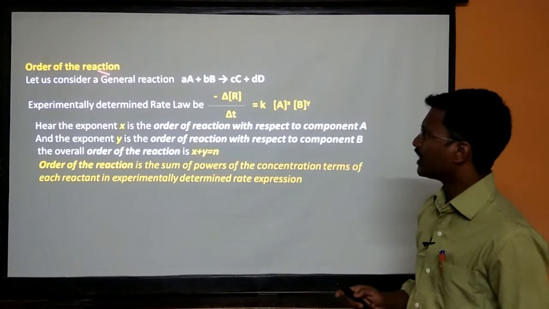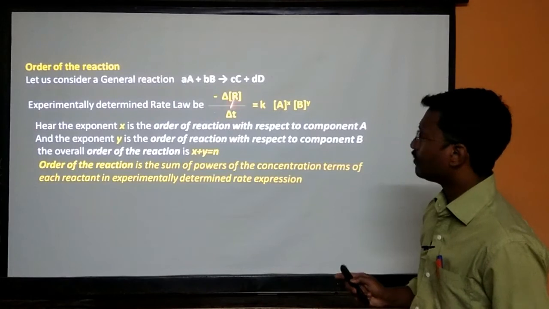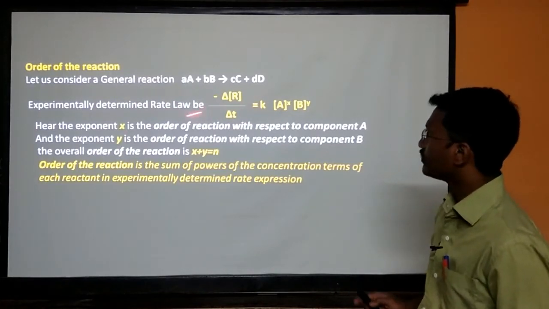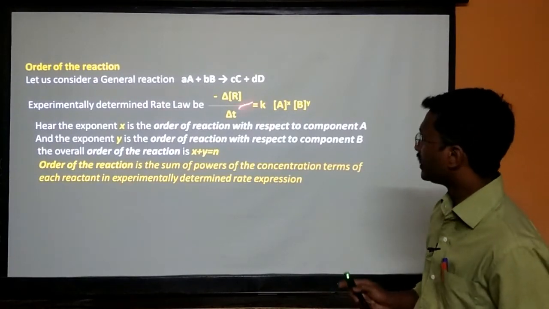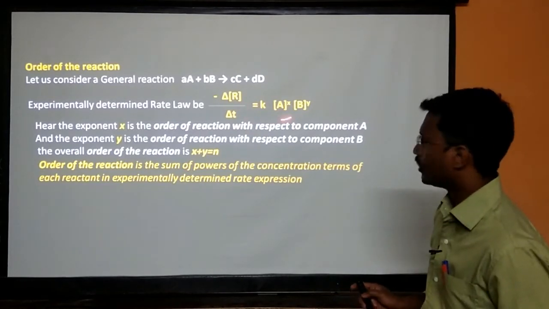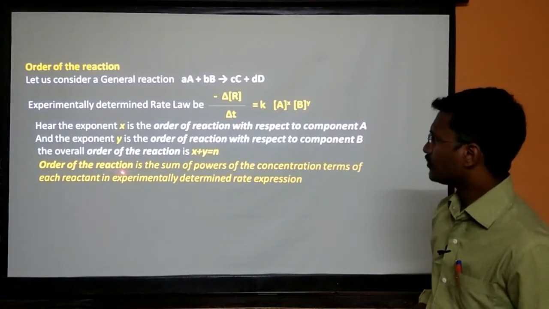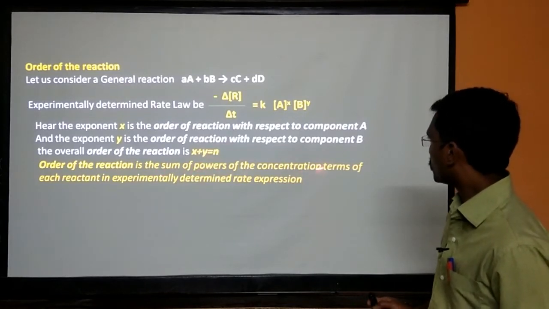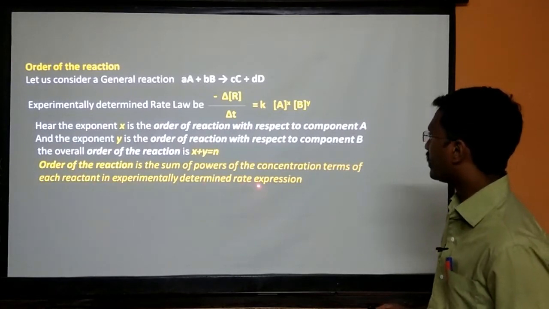No doubt, order of the reaction is written theoretically, but the rate expression can be written only experimentally. We are writing the order of the reaction based on the rate law expression. Therefore, it is theoretical, but to write this expression, we need the experimental values. So, order of the reaction is the sum of powers of the concentration terms of each reactant in the experimentally determined rate expression.